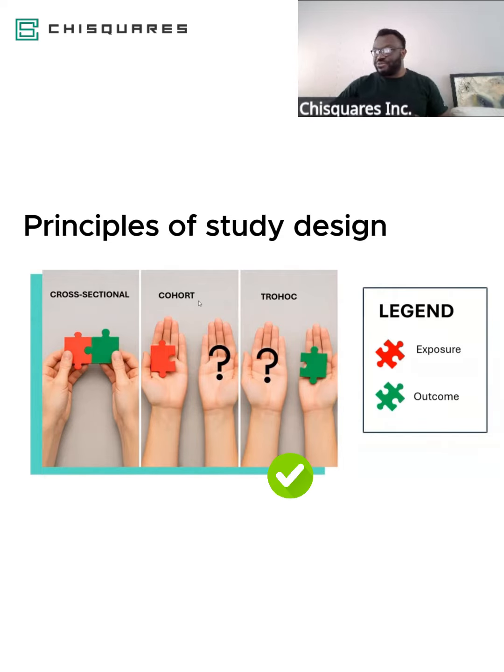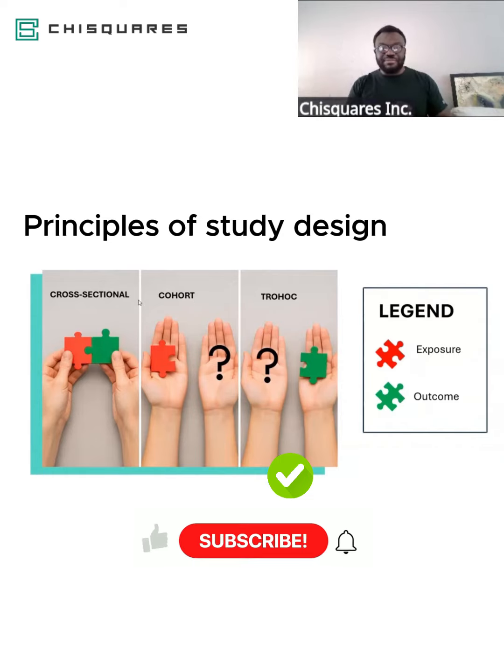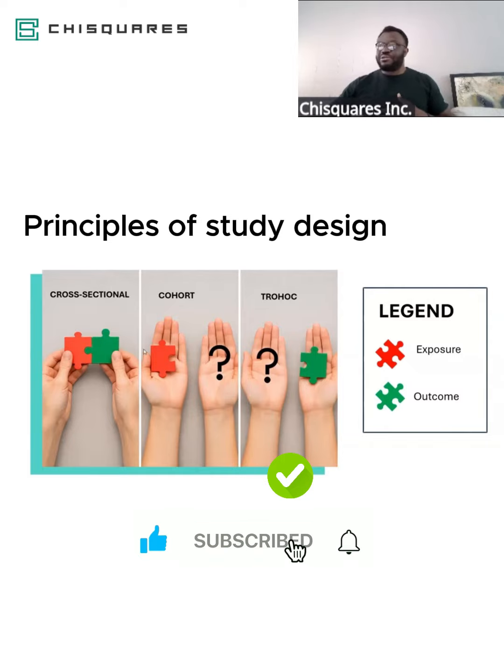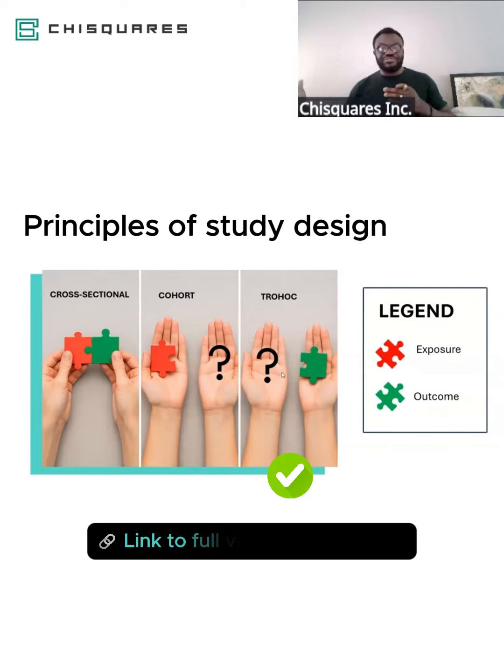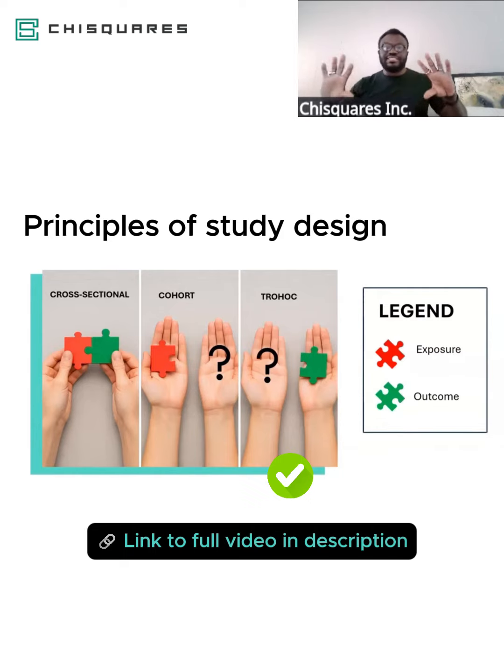Trohoc is simply when you read cohort backwards, that gives you Trohoc. So that's one of the names for a case control study. A case control study is also called a Trohoc, because unlike a cohort, we have in our hand the outcome and we're trying to go back in time to figure out what led to this outcome. So this is a very simplistic way of summarizing those three major study designs and trying to understand what they are in a snapshot.